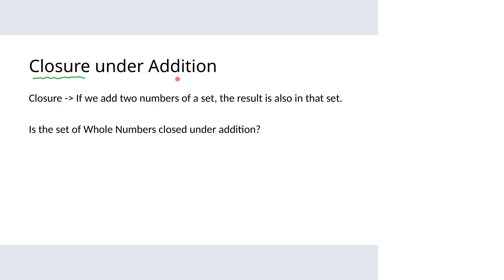Closure for addition is if we add two numbers that are in a set, the result is also in that set. Meaning, this question here, is the set of whole numbers closed under addition? What that means is, if I were to add two whole numbers together, do I get a whole number back? I don't expect you to just know this off the top of your head. I would expect you to throw some numbers in and see what happens.